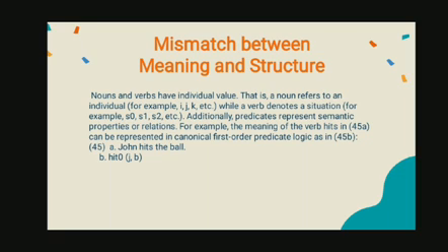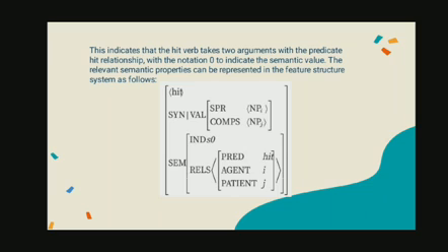B: hit(s0, j, b). This indicates that the verb hit takes two arguments with the predicate hit relationship, with the notation s0 to indicate the semantic value. The relevant semantic properties can be represented in the feature structure system as follows.